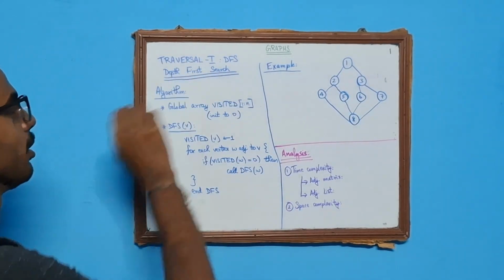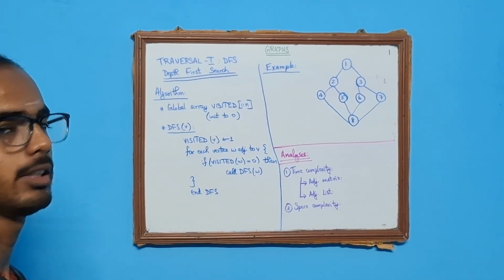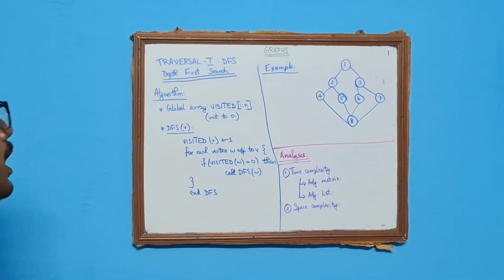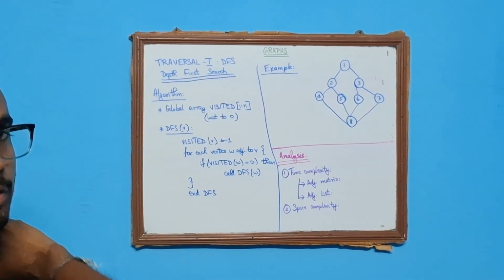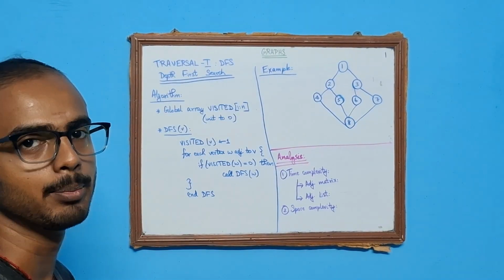So today we are going to talk about traversals. There are different kinds of traversal for graphs. I'm going to take depth first search for this lecture. So, traversal: depth first search. As the name suggests, DFS means you're going to dig deep into the graph.